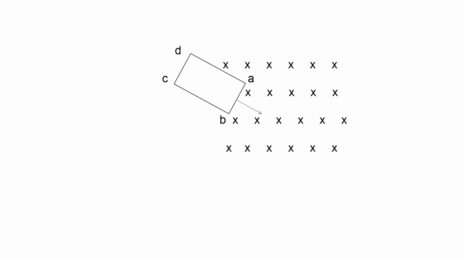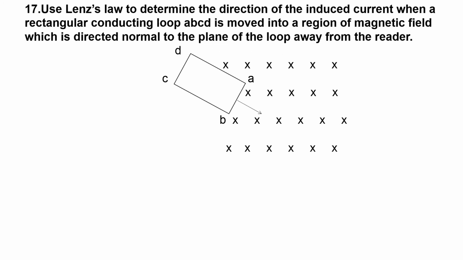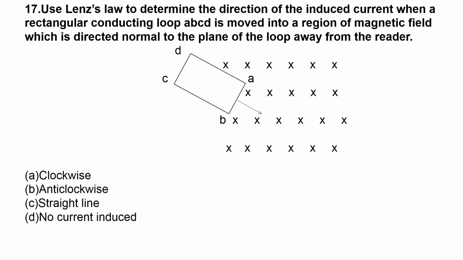17th question. Use Lenz's law to determine the direction of the induced current when a rectangular conducting loop A, B, C, D is moved into a region of magnetic field which is directed normal to the plane of the loop away from the reader. Options are A. Clockwise, B. Anticlockwise, C. Straight line, D. No current induced.